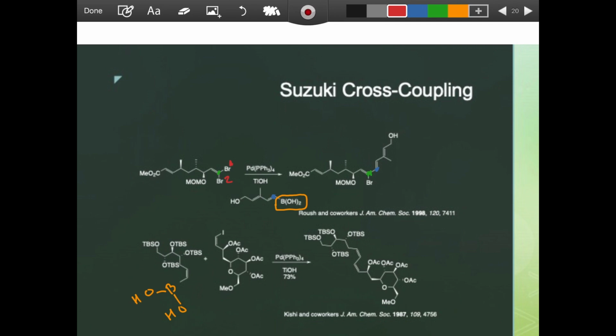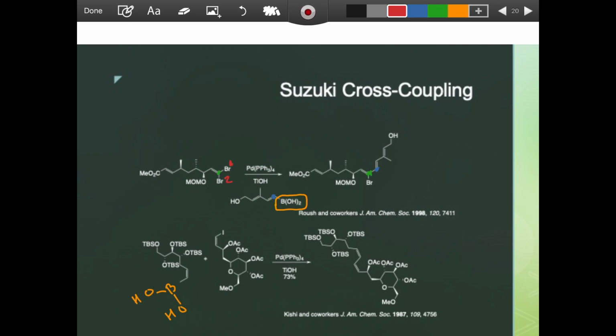So for the palladium, which is pretty big, to insert into the carbon halogen bond of bromine 1 is easier than inserting into the carbon bromine bond of bromine 2, because when it does that, it's going to bang into that MOM group, and all this stuff. And so that's why we react with bromine 1 and not bromine 2 in this example.